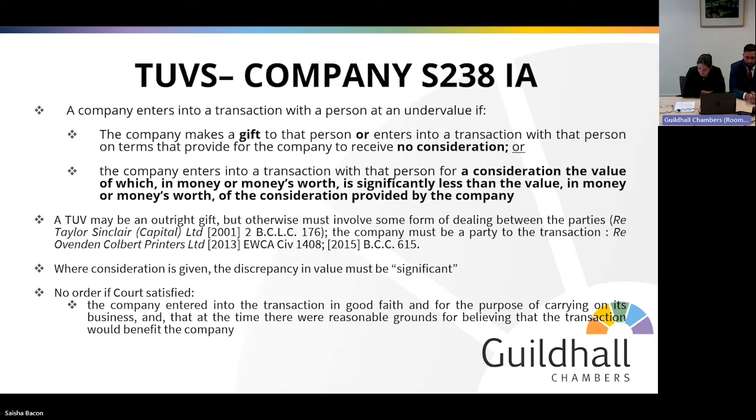It's also worth noting that the court will not consider it to be a TUV if it can be shown that the company entered into the transaction in good faith and for the purposes of carrying on business. And also, at the time, there were reasonable grounds for believing that the transaction would benefit the company. So if that can be shown, then no order will be made by the court.